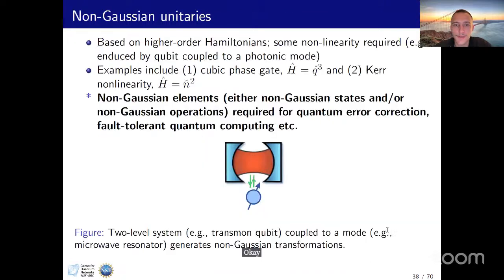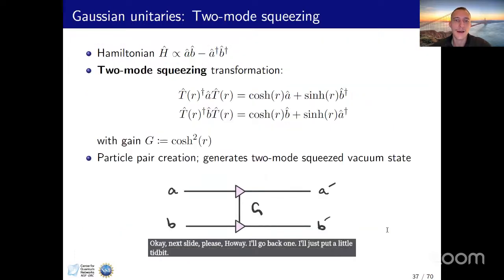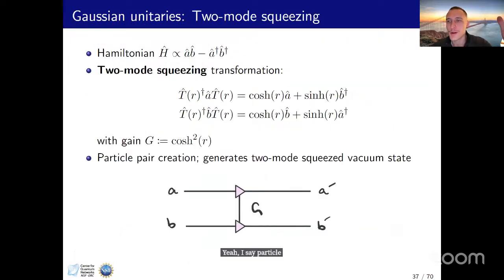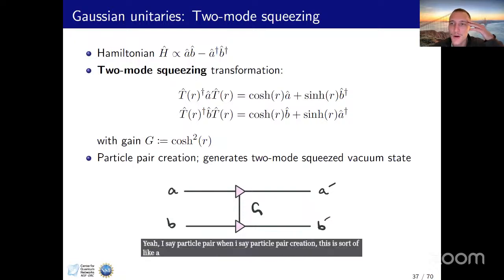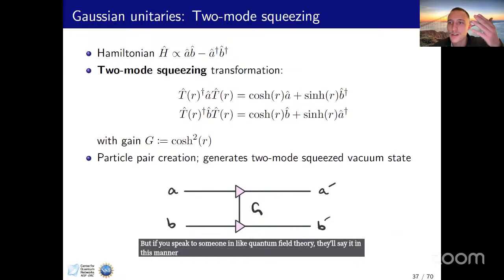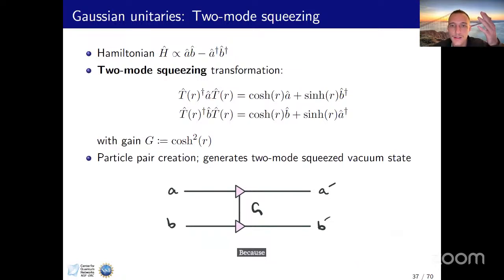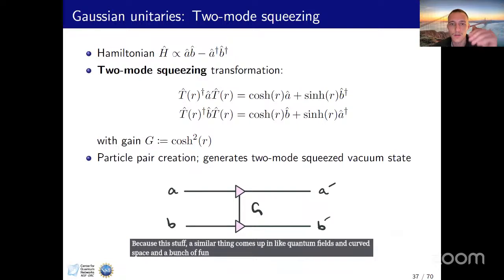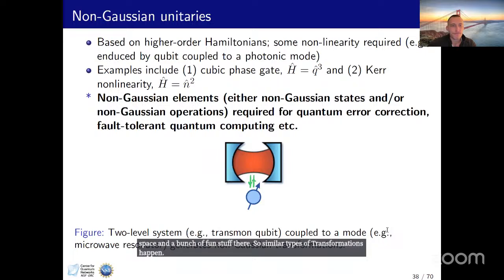Okay, next slide, please, Howie. I'll go back one. I'll just put in a little tidbit. When I say particle pair creation, it's not really quantum information; people don't think about it like that in terms of quantum information processing. But if you speak to someone in quantum field theory, they'll say it in this manner. They'll say particle pair creation because a similar thing comes up in quantum fields in curved space and a bunch of fun stuff there. So similar types of transformations happen.